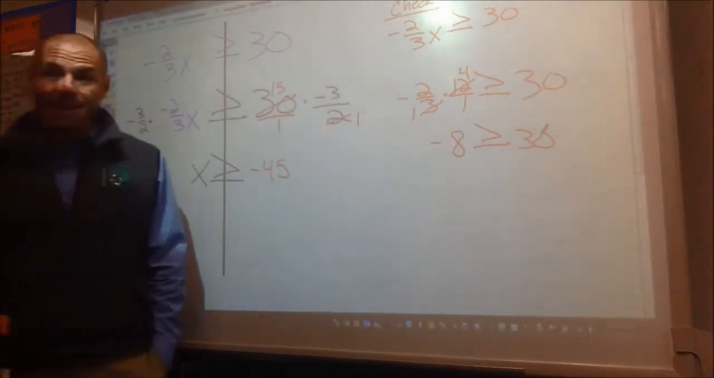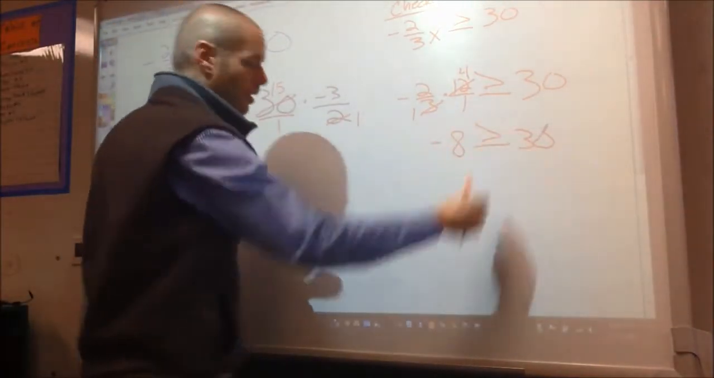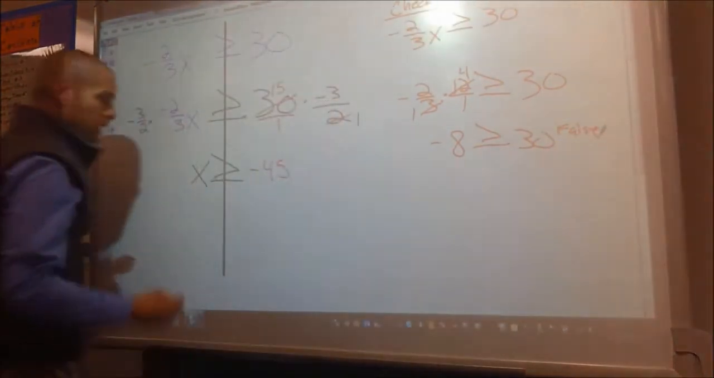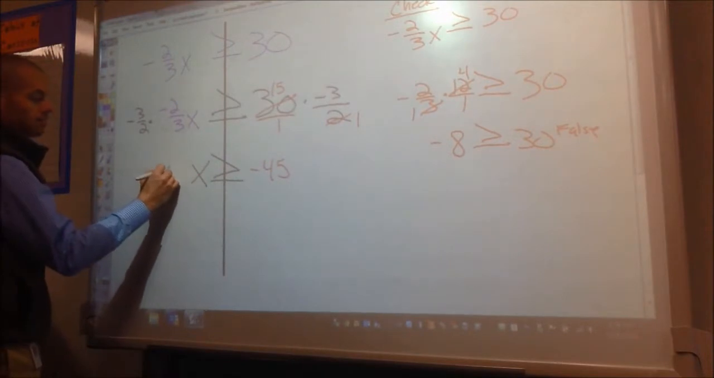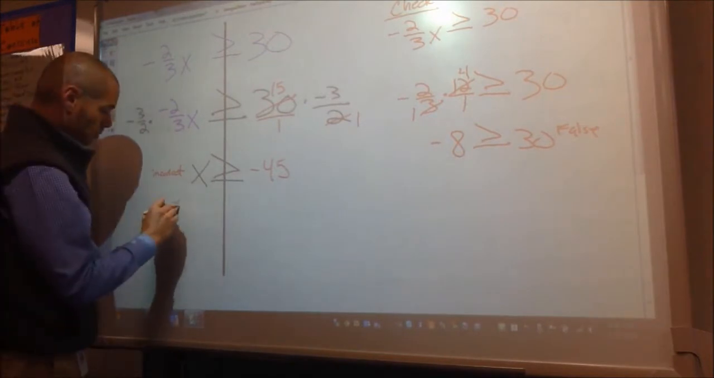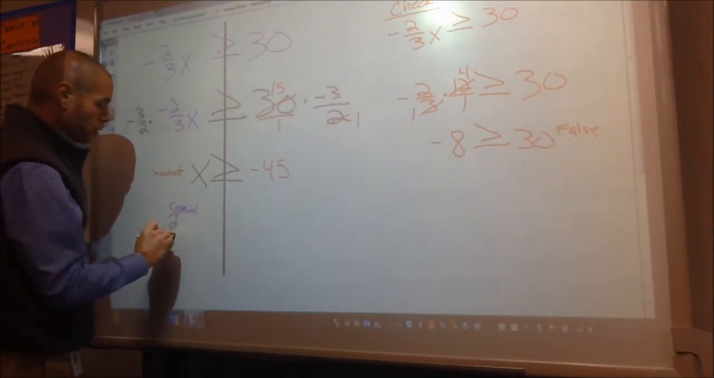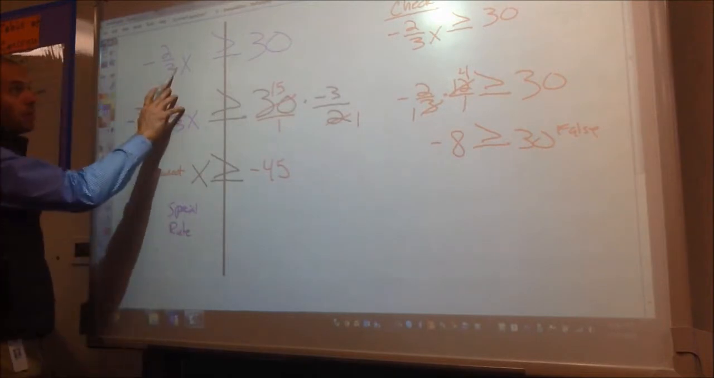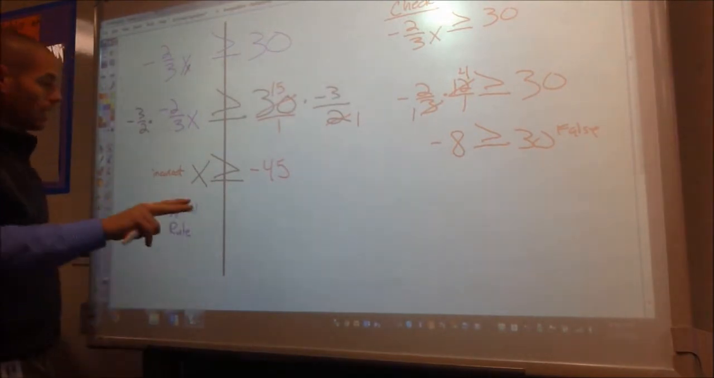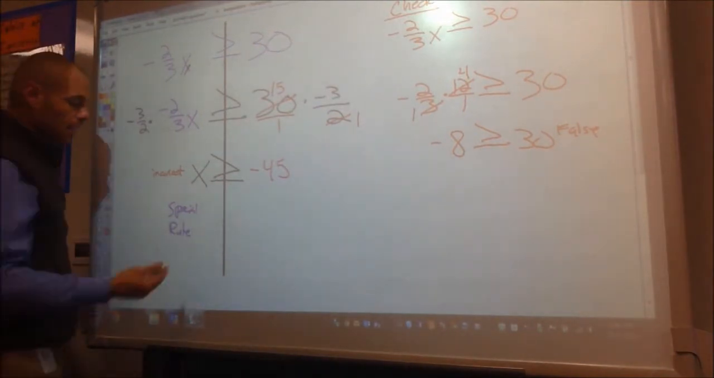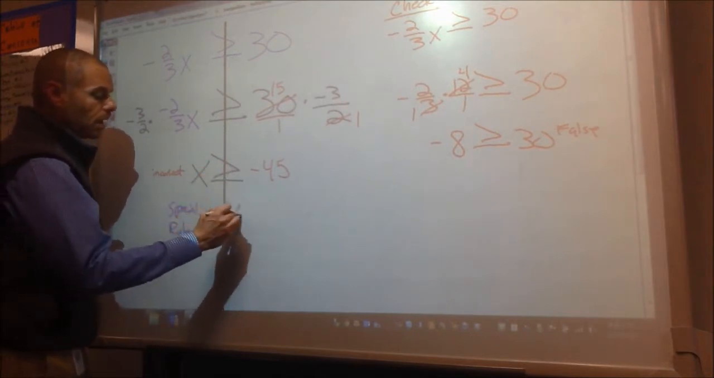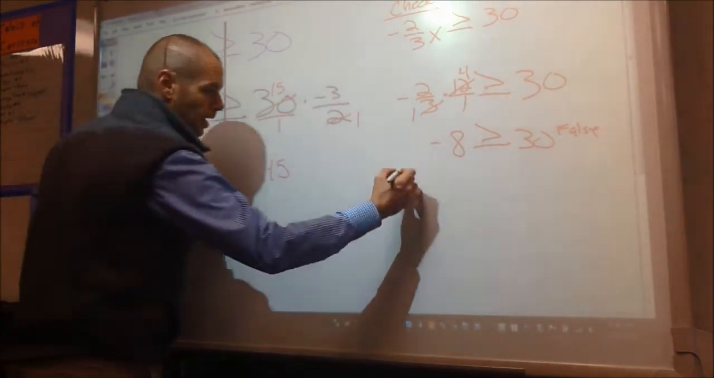Well, we know that that is incorrect. Okay? Negative 8 is not greater than or equal to 30. So this is false, which means this here is incorrect. Okay? Now, remember the special rule. That special rule says that if we're going to multiply or divide by a negative number in front of the variable, we need to flip that inequality sign. So I have x, but instead of saying greater than or equal to, I'm going to go less than or equal to negative 45.